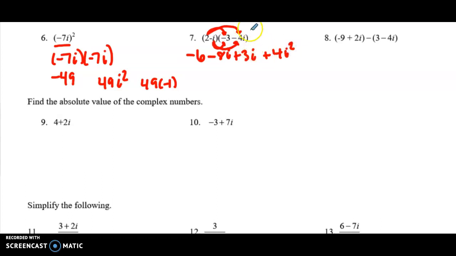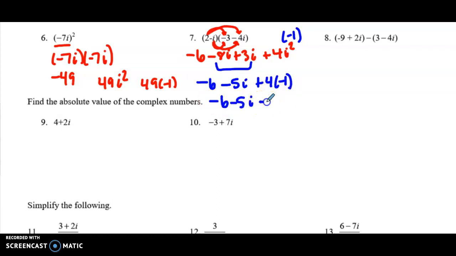+4i squared. Now, you're going to combine like terms just like you would with x's. So this is -6. This is -8i and +3i, excuse my bad handwriting, -5i. Now, notice this is +4i squared. I said you can never, ever have more than one i. So remember, i squared is the same as -1. So this is +4 times -1. So this is really -6 minus 5i. 4 times -1 is -4. So here, now we can combine -6 and -4 to be -10 minus 5i.